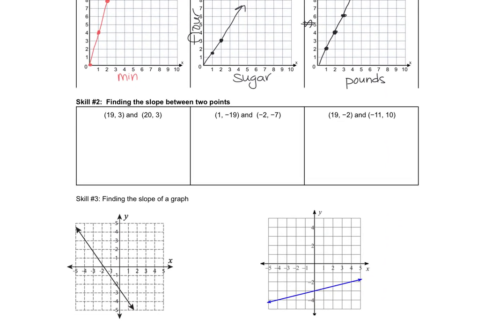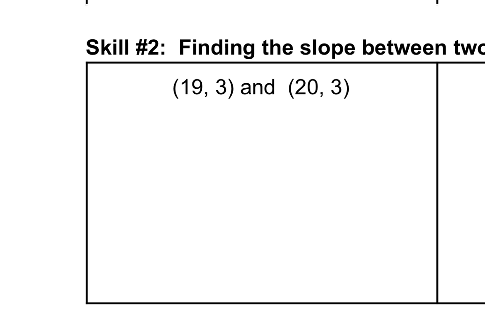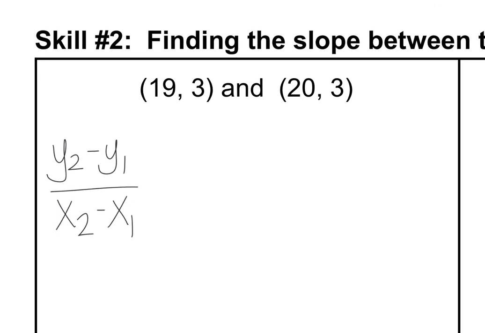All right, so the next skill that we've been working on this week is finding the slope between 2 points. So this is on your Delta Math homeworks. We have 2 points and we have to find the slope. So because we don't have a graph to find rise over run, we're gonna use our slope formula, y2 minus y1 over x2 minus x1. So remember, when we fill these in, the x value is first and then the y value.